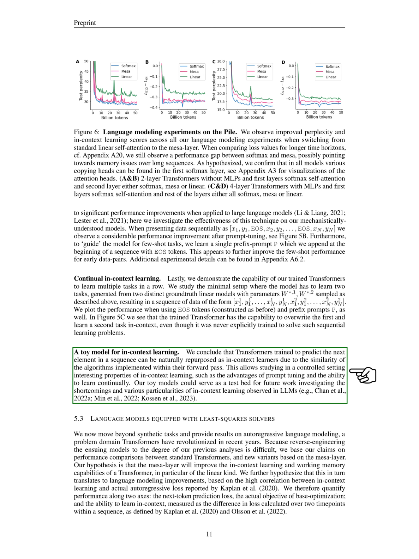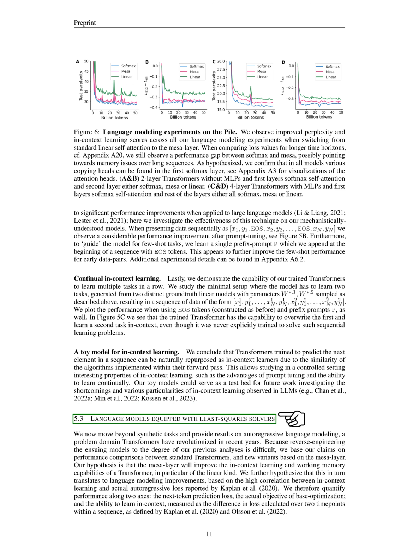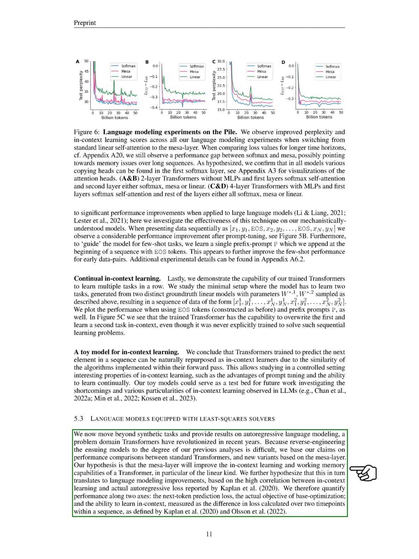These simplified models could be a useful platform for future research into the strengths and weaknesses of in-context learning as seen in large language models. Now, let's shift our focus to language models equipped with least squares solvers. Transformers have brought about a revolution in autoregressive language modeling. However, it's challenging to reverse engineer these models to the same extent as our previous analyses. So, we base our conclusions on performance comparisons between standard transformers and new versions that incorporate a mesa layer.